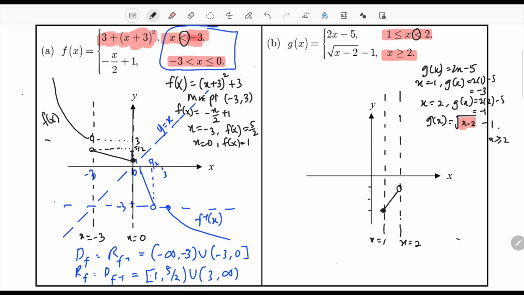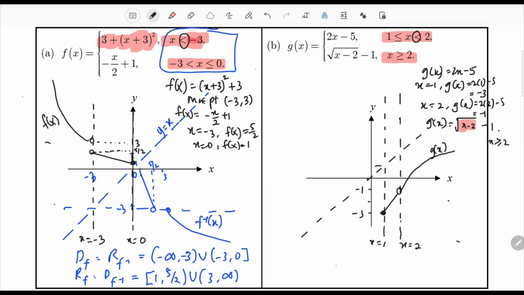So this is negative 1, and this is negative 3, so the graph should look something like this. So this is your g(x). Let's draw the line y equal to x. So this is your line, label it y equal to x. So g inverse will be the reflection on this line, y equal to x.